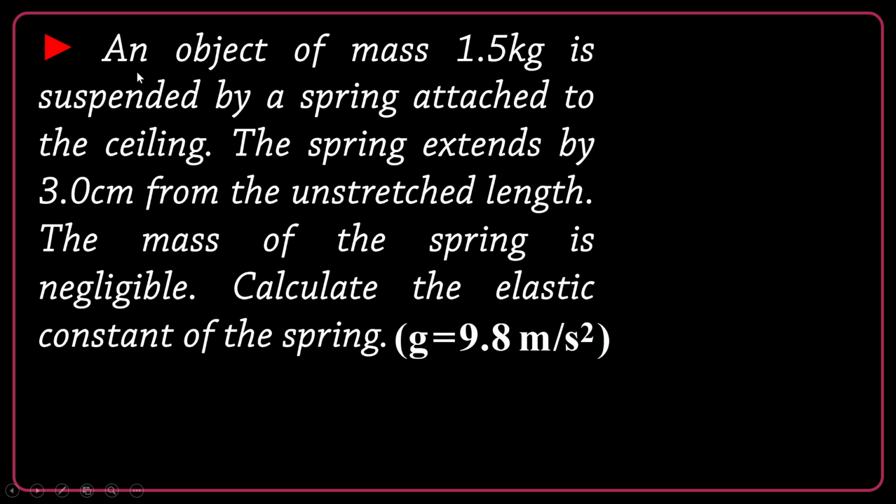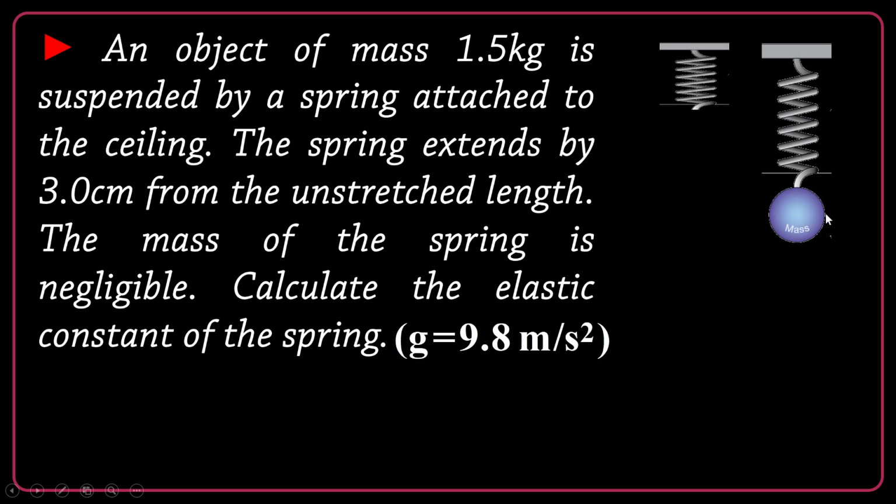Let's answer this question. An object of mass 1.5 kilogram is suspended by a spring attached to the ceiling. The spring extends by 3 centimeters from the unstretched length. So we hang an object like this and it's extended by 3 centimeters. The mass of the spring is negligible, so all the extension is because of this mass. Calculate the elastic constant of the spring. g, the gravitational acceleration, is given to be 9.8 meter per second squared.